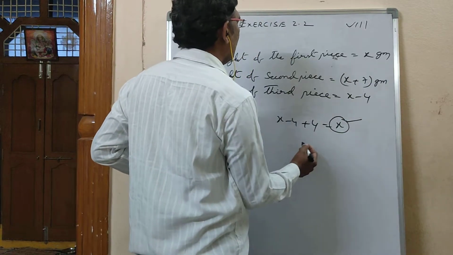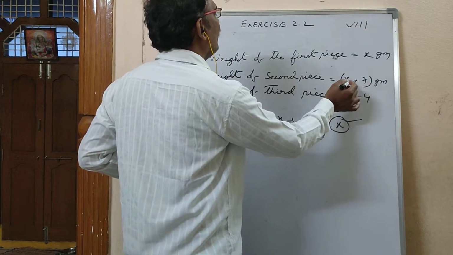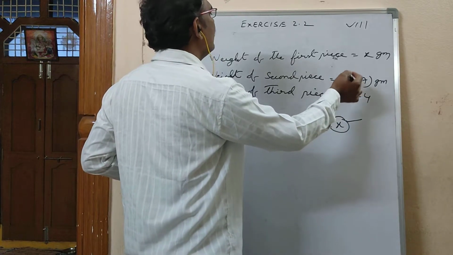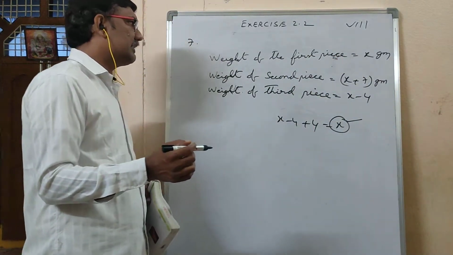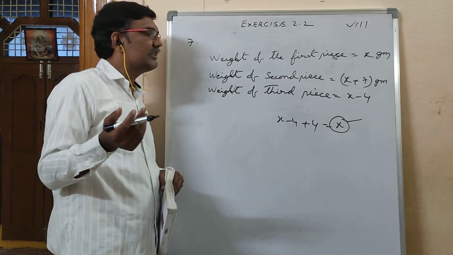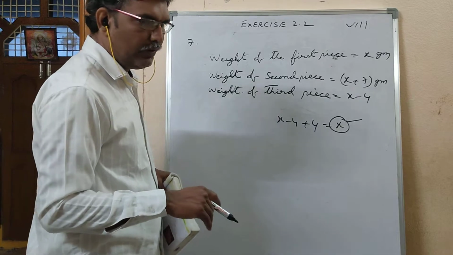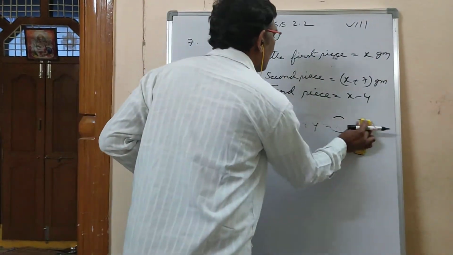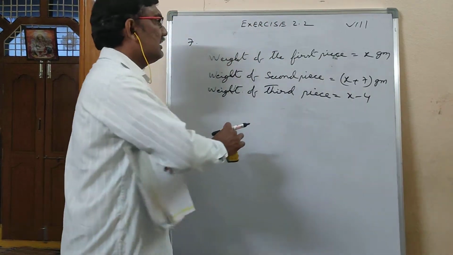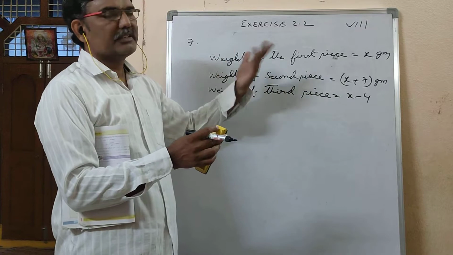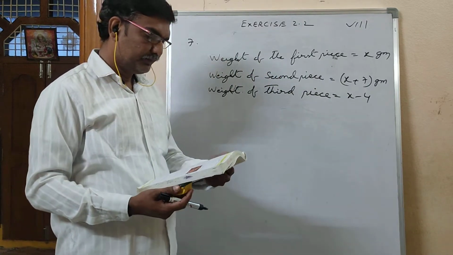First piece is x. And again, from the second piece, if you subtract 7, you should get the first piece, because the first piece is 7 grams lighter than the second piece, he said. Okay. Now, what you have to do is, these three are important. These three we should write by seeing the question.